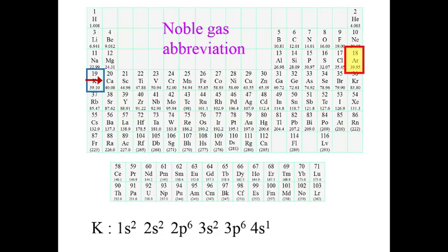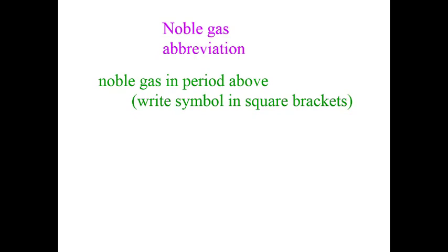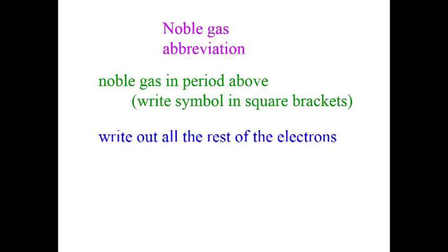As a shortcut, then, we can show the electron configuration of potassium as the symbol for argon in square brackets, 4s1. The argon in square brackets is equivalent to writing 1s2, 2s2, 2p6, 3s2, 3p6. So, to use the noble gas configuration, we go to the noble gas in the period above our element and write its symbol in square brackets. Then we include all of the rest of the electrons corresponding to the period in which our element resides. This gives us the full electron configuration.